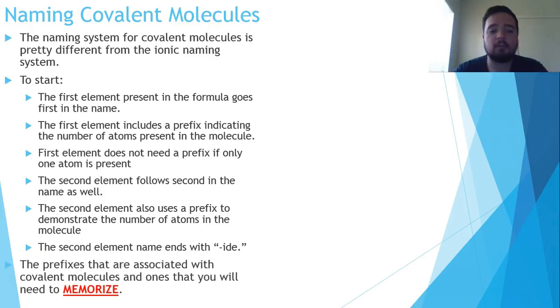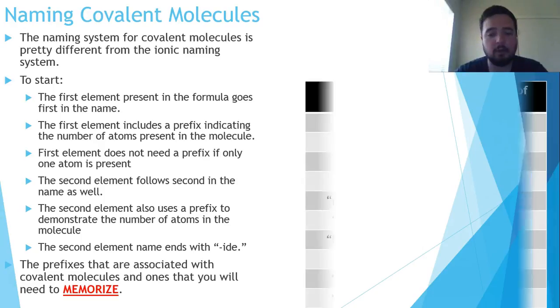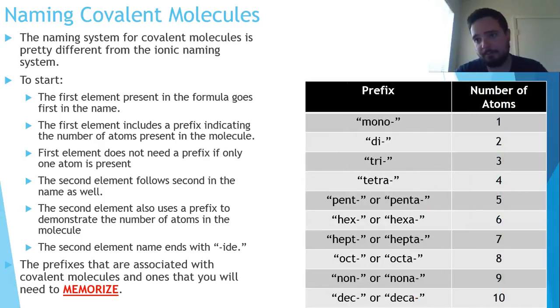So the prefixes that are associated with covalent molecules you're going to have to memorize. So this is the chart of those. Okay, so you need to be able to memorize these and understand what they mean. So mono, not the disease, mono means a number of atoms of 1. Di means 2. Tri means 3. So some of these are a little bit intuitive. Tetra means 4. Then you get to these other ones.